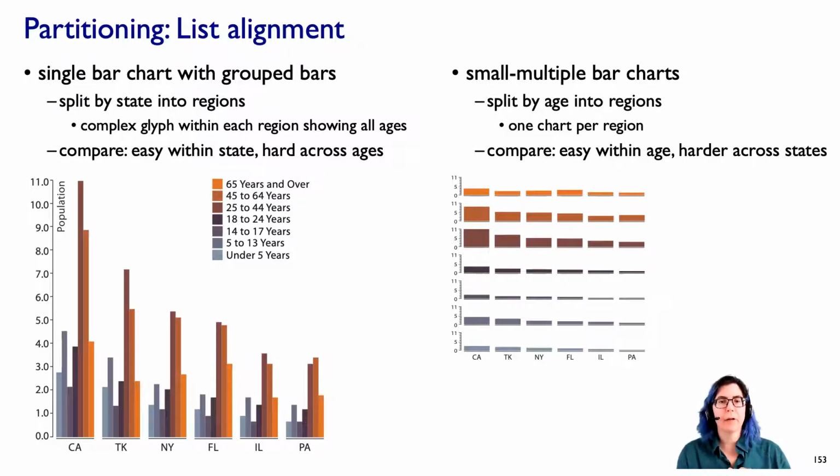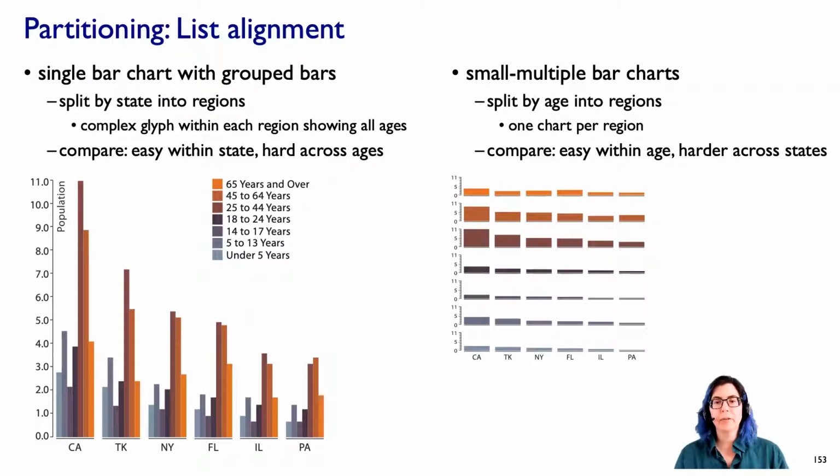So what kind of comparison does this facilitate? It's really easy to compare within the state. It's harder to compare across ages. So it's very easy to see that all 6 of these states have pretty similar demographic patterns. We can see that immediately. Maybe it's harder to understand what happens with 45 to 64-year-olds in Illinois versus Pennsylvania, though.